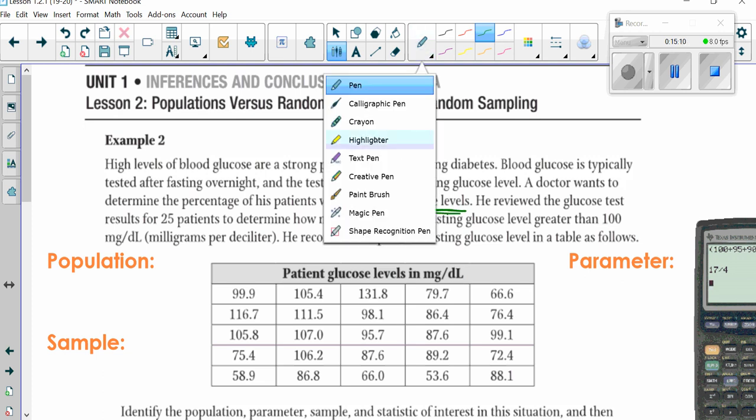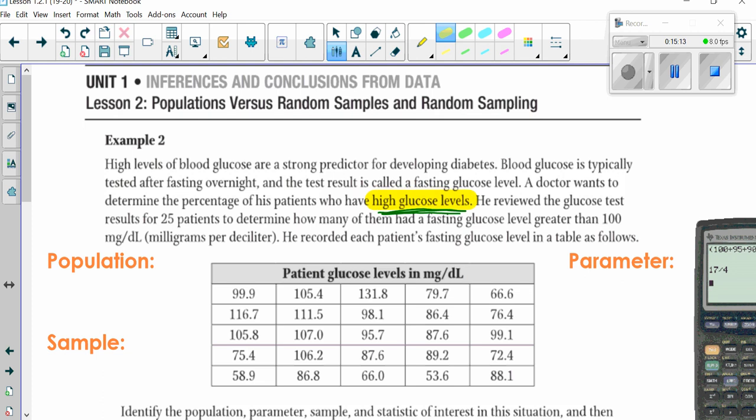I'm going to highlight this so we can see a little better. He received the glucose test results for 25 patients to determine how many of them had a fasting glucose level greater than 100 milligrams per deciliter. He recorded each patient's fasting glucose level in the table as follows. Notice that there's 5 and 5; 5 times 5 is where those 25 patients are coming from. I wrote them out to the side over here.